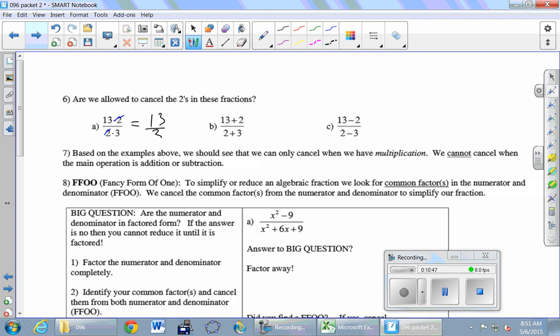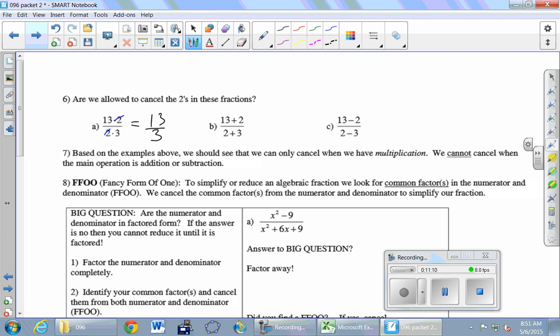Super. In part B, same idea, but we've got some addition. Same numbers. Can we cancel the 2's? Yes. So if we cancel the 2's, what do we get? 13 over 3, right? The question is, are we allowed to cancel the 2's?